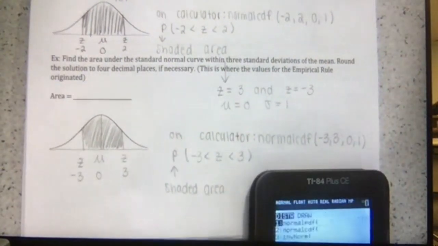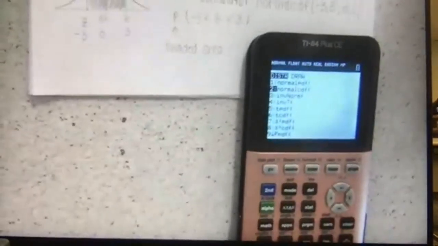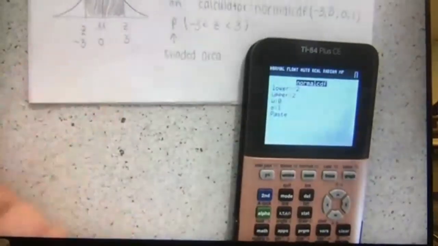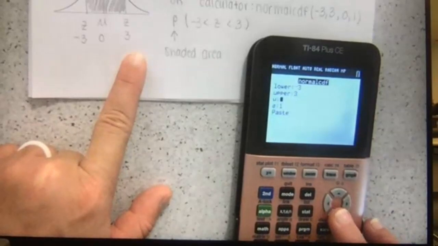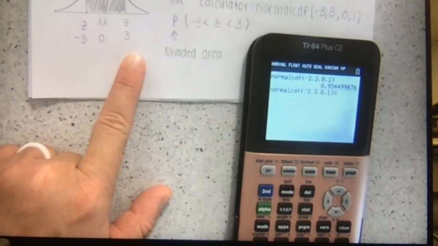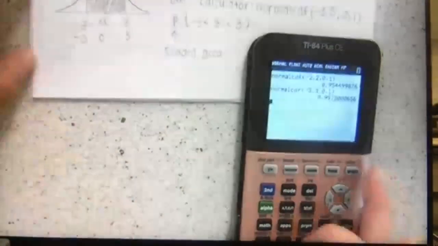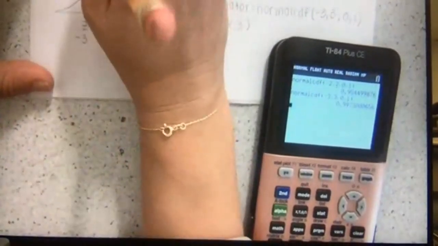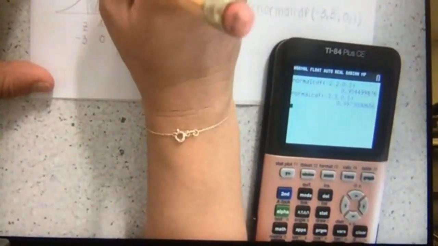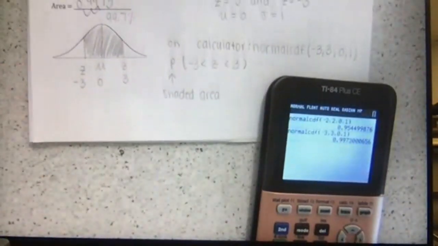So in our calculator, second vars, going down to normal CDF, our lower limit is -3, our upper limit is +3, our mean is 0, and our standard deviation is 1. Pressing paste, pressing enter, we should all come to the same answer of 0.9973. And turning this back to the empirical rule, turning it into a percentage, it would give us 99.7%.